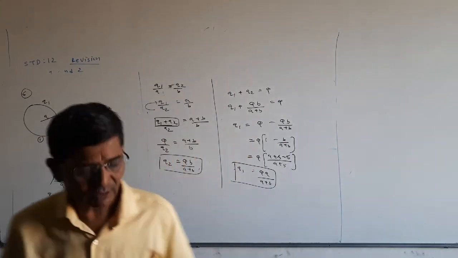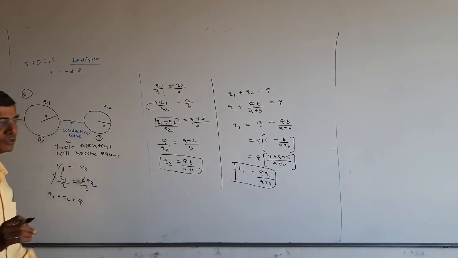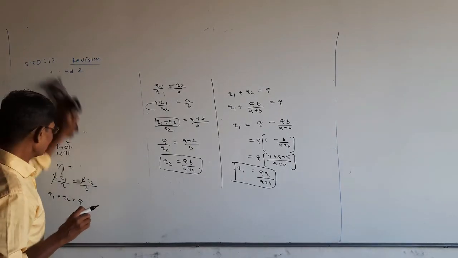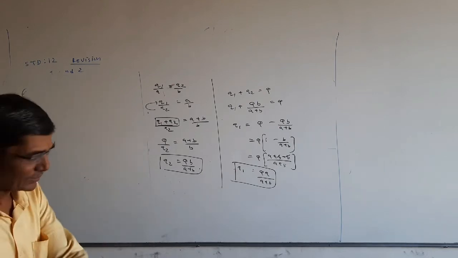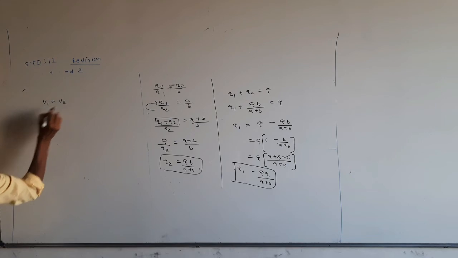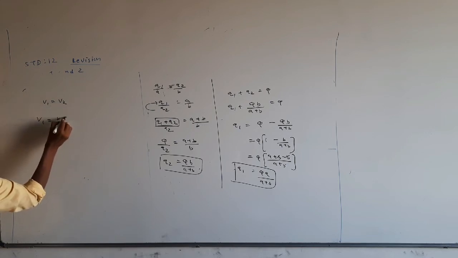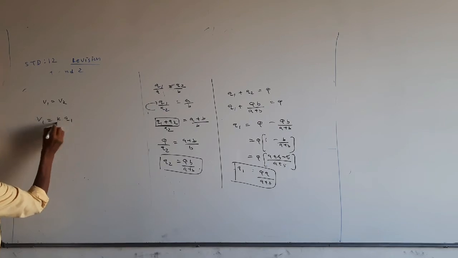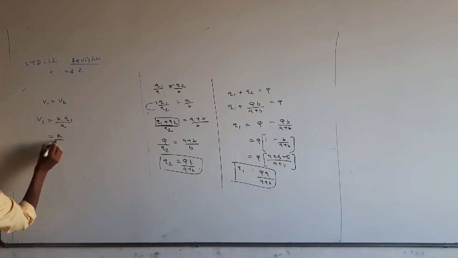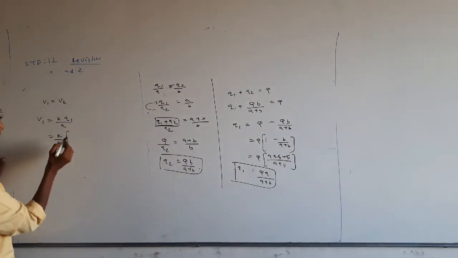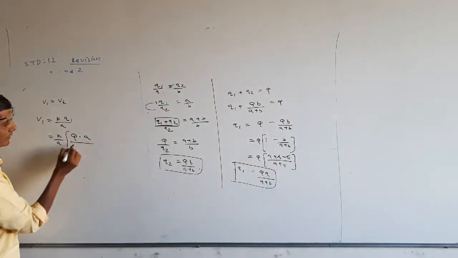Now, we also have to calculate the common potential. Why? Because when they are connected by conducting wire, their potential becomes equal. So, let us say V1 will be equal to V2, K Q1 upon radius A. Now, Q1 value we obtained is Q into A upon A plus B.